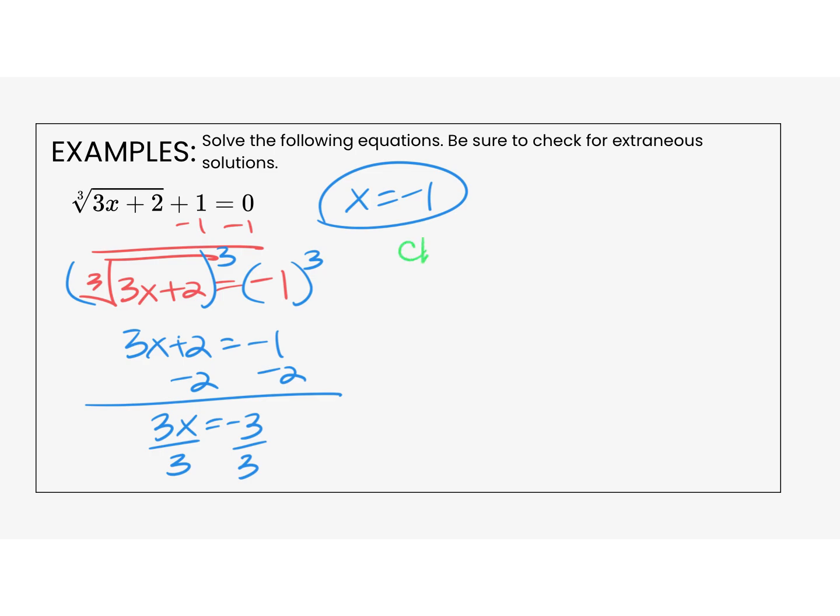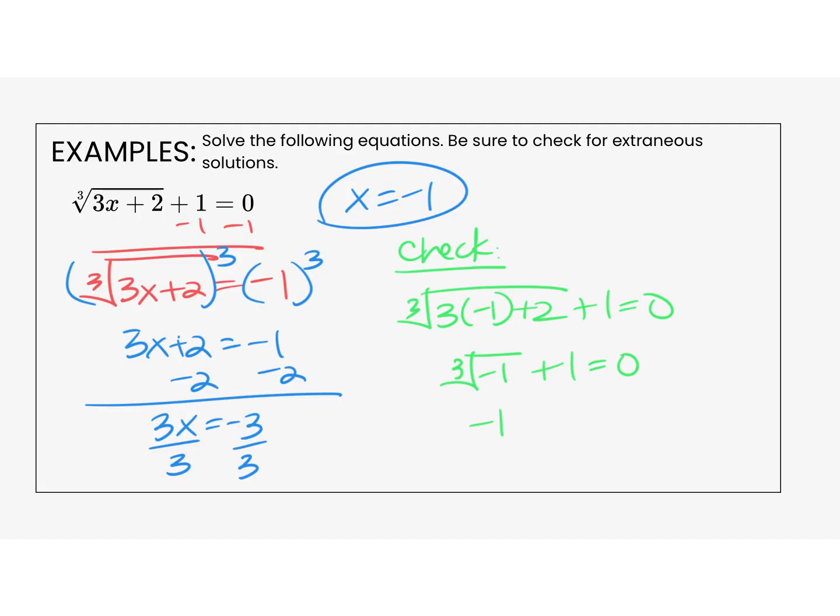And again, always we have to check our answer. So I plug it in. 3 times negative 1 plus 2, all under the cube root, plus 1 equals 0. Negative 3 plus 2 is negative 1. The cube root of negative 1 is just negative 1. So 0 equals 0. Okay, so far so good. No extraneous solutions, nothing out of the ordinary.